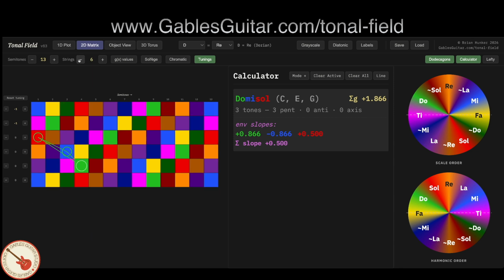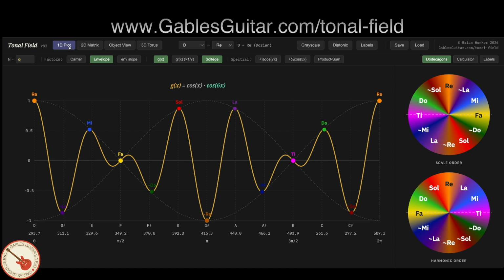I can even change the tuning if I want to make it really behave like a guitar fretboard. Change the number of strings. But okay, this is a preview. We'll have to talk about this in the next video. Let me jump back over to the 1D plot view. There's just one other thing that I want to mention on this view, and that's the spectral components.